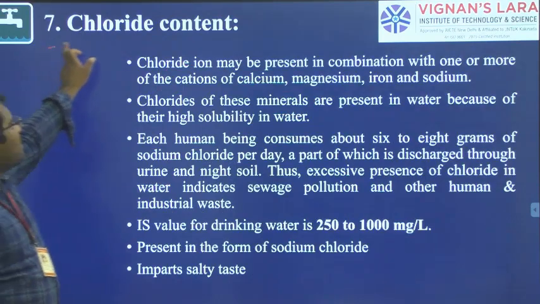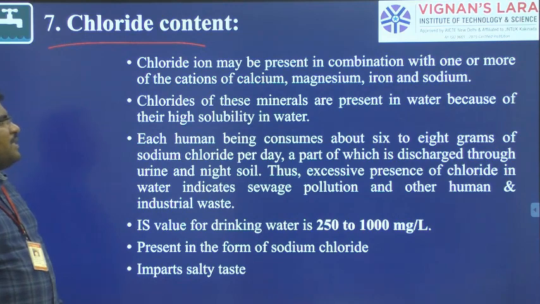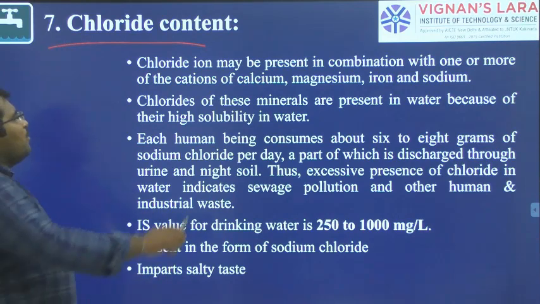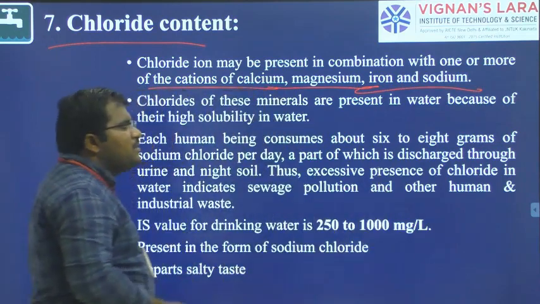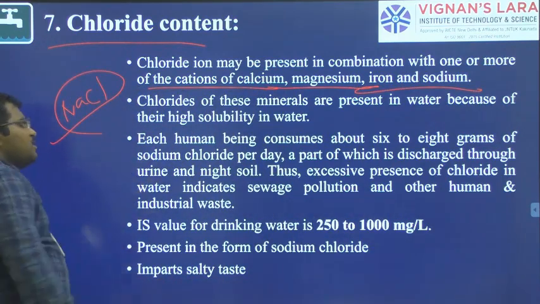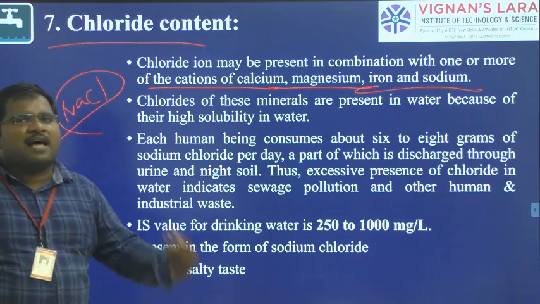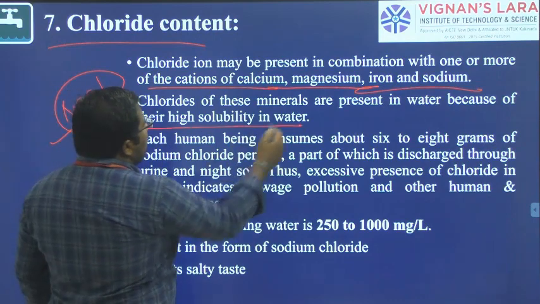Next, the seventh thing is chloride content. Chloride ion may be present in combination with one or more cations of calcium, magnesium, iron, and sodium. If it is present with sodium, we are going to get NaCl. Due to this, water is going to taste salty. These may be present where they have high solubility.